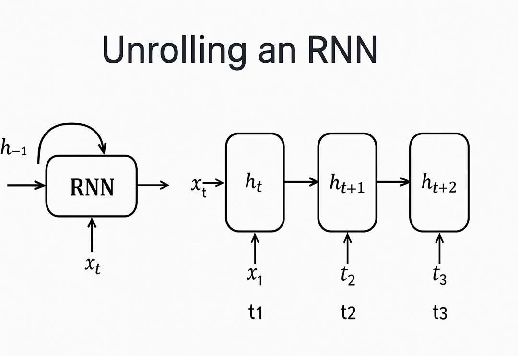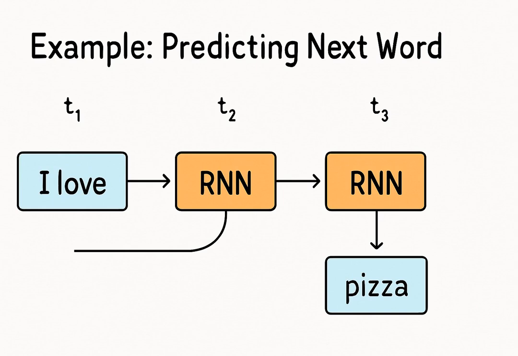To make RNNs easier to understand, we often unroll them. Imagine the loop unfolding over time. Now, you'll see the same RNN cell repeated step by step across a sequence, each one connected to the next by memory. Let's go through an example.